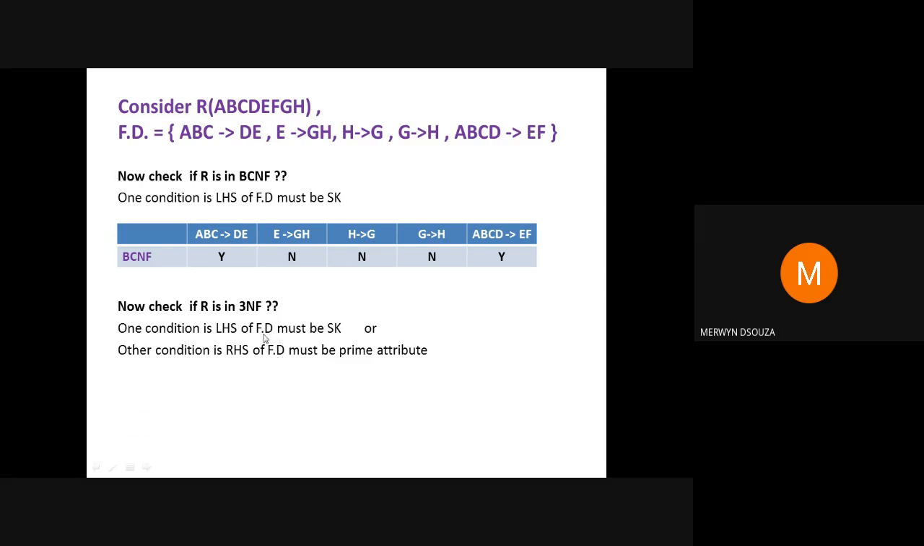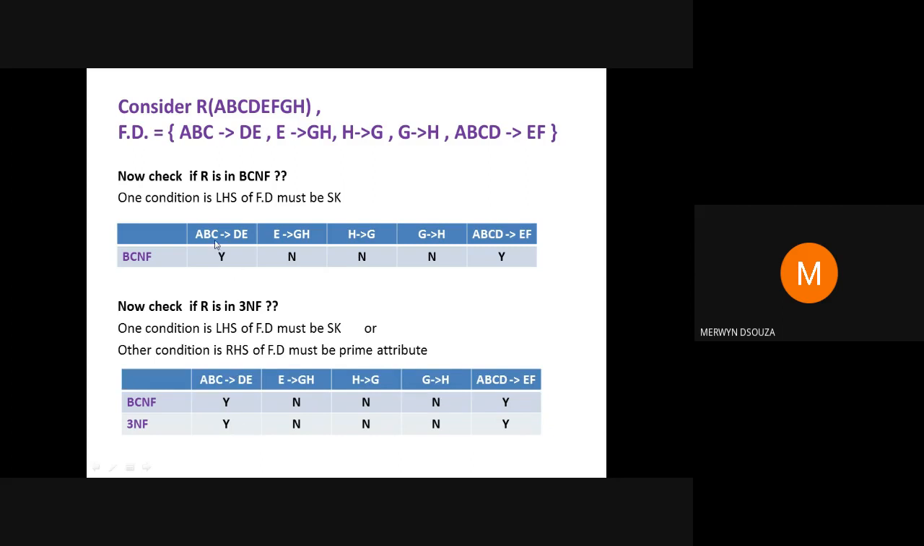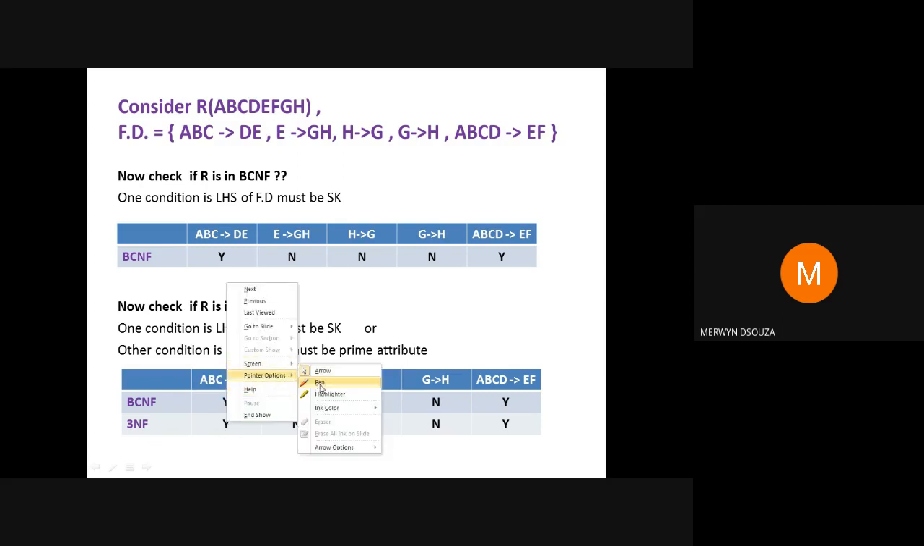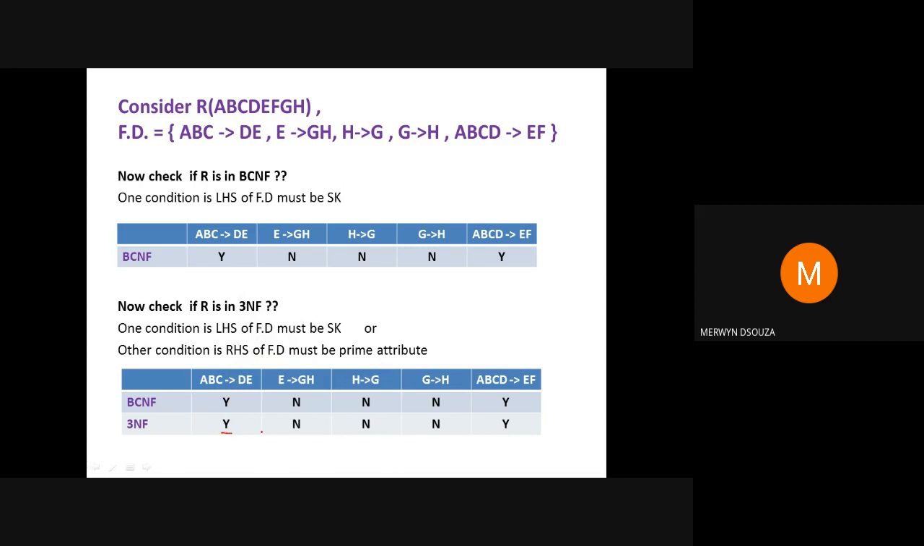Here, if something is already checked to be in BCNF, it will be in third normal form, so you can directly write that. If you want, you can check for this condition. Similarly, for this functional dependency, it is in BCNF, so you can directly write that it is in third normal form. Once you have written for these 2, you can check the remaining. Check whether the left hand side is a super key. No. Whether the right hand side is a prime attribute. No.